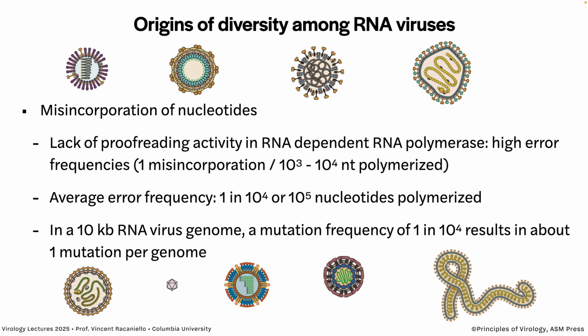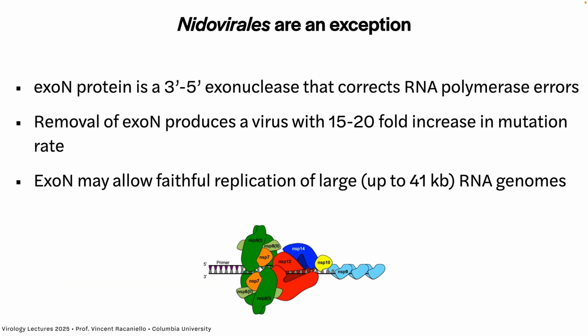In a 10 kb genome, a mutation frequency of 1 in 10 to the 4 results in 1 mutation per genome. So this is why RNA viruses make a lot of mistakes and why they vary so much. Now, the exception is the Nidovirales, the order which includes the coronaviruses.